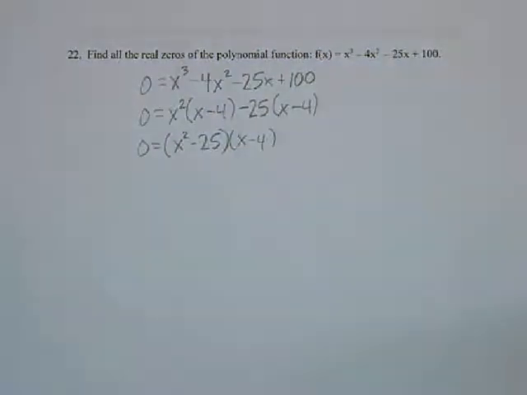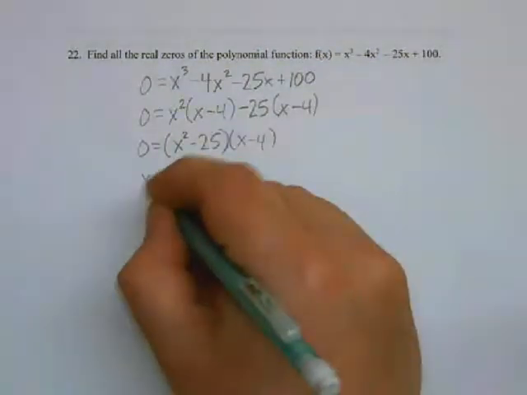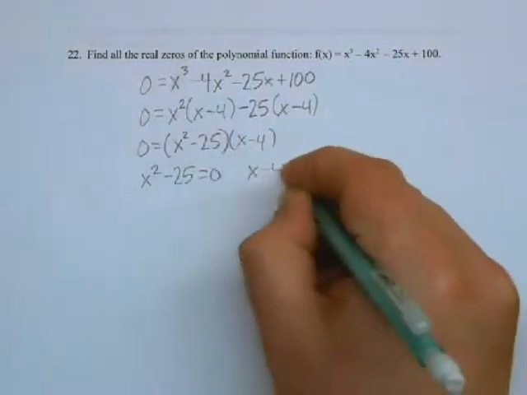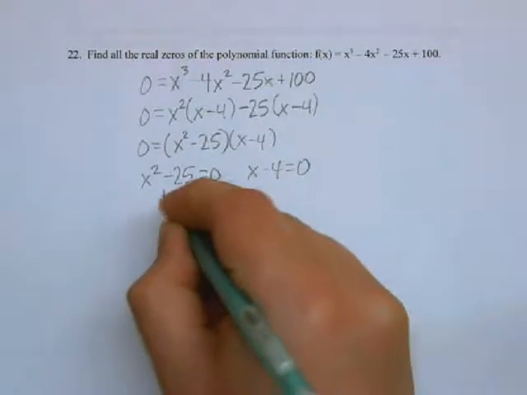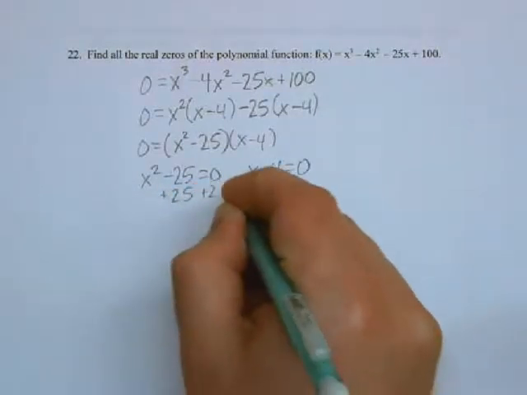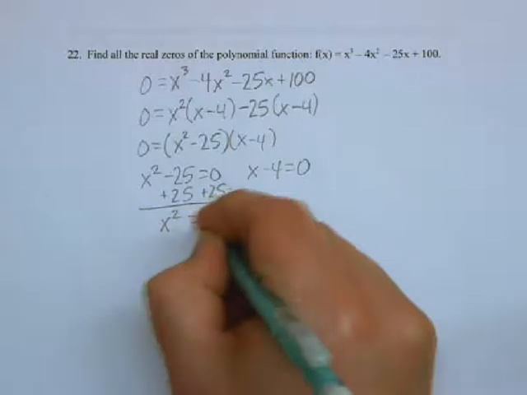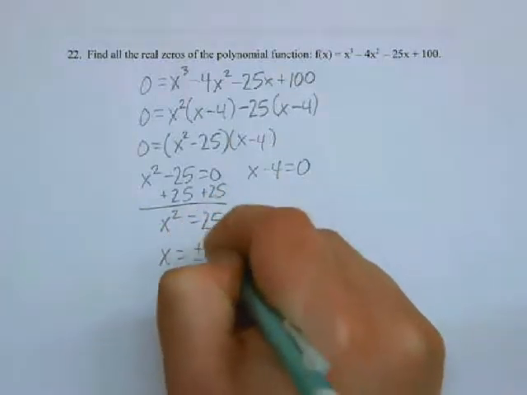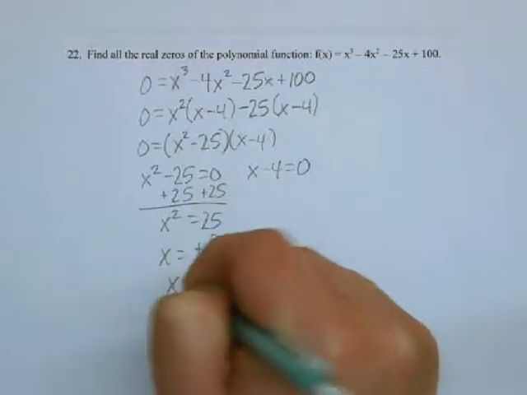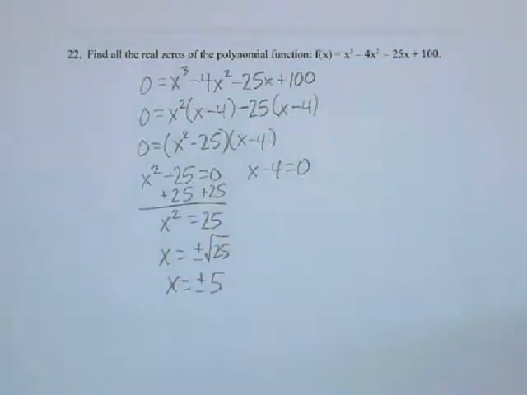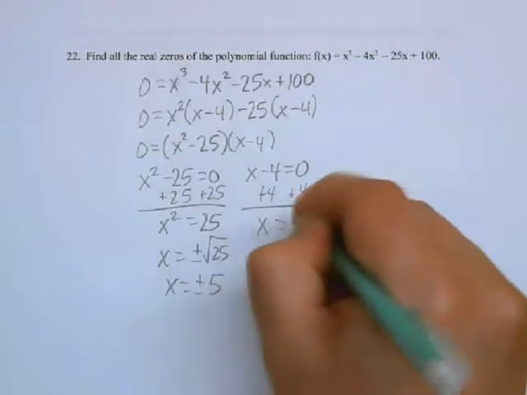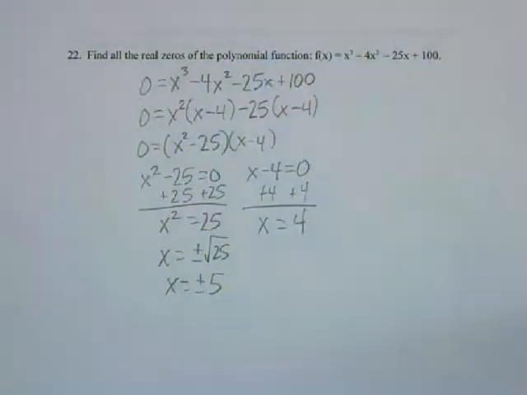Once it's fully factored, we can go ahead and set each factor equal to 0 and solve for x. So we get roots of 5 and negative 5, and 4. So those are our zeros.